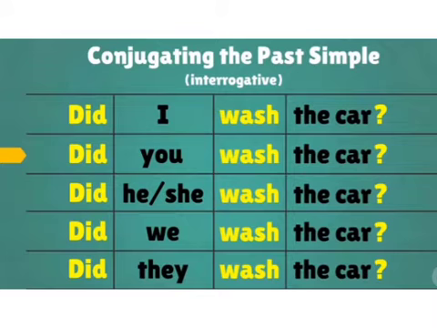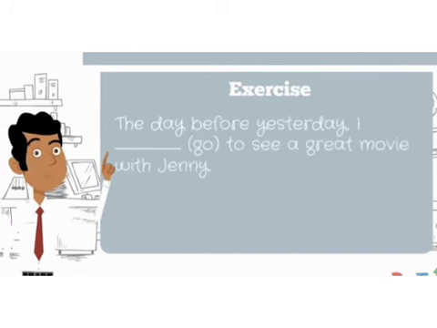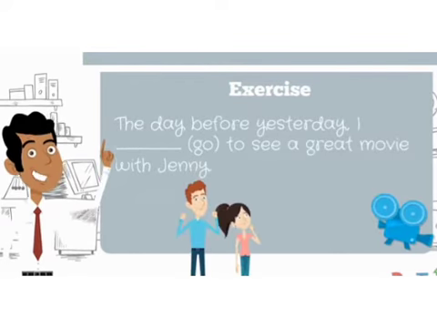So let's proceed with the first example. Did I wash the car? Did you wash the car? Did he wash the car? Or did she wash the car? Next one. Did we wash the car? And the last one. Did they wash the car? Again, you should not use ed here, children, because you are using did already. So I hope you are clear with this. Let's test ourselves with the following exercise.